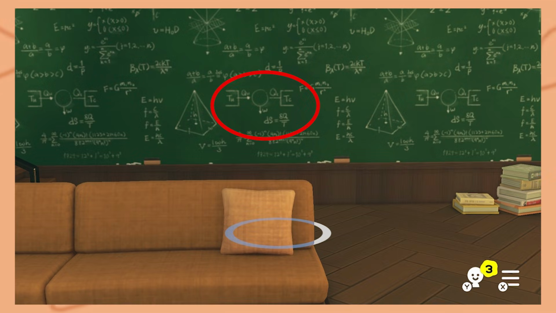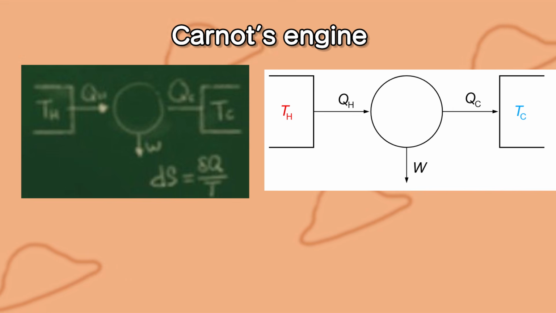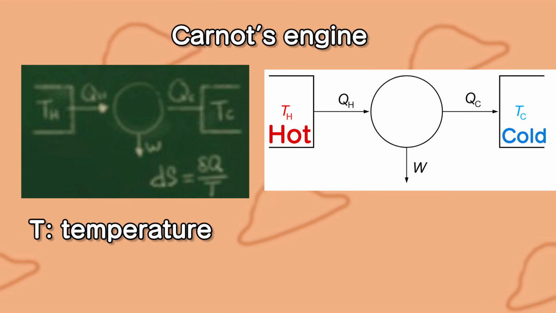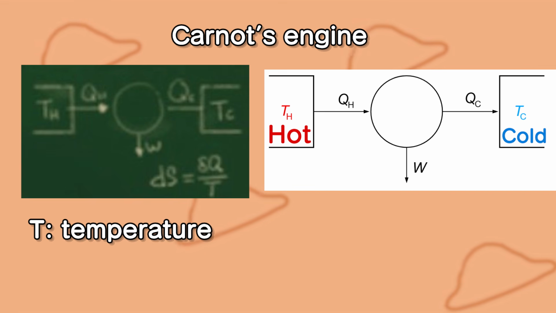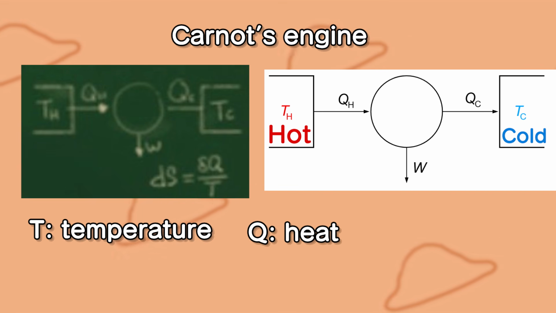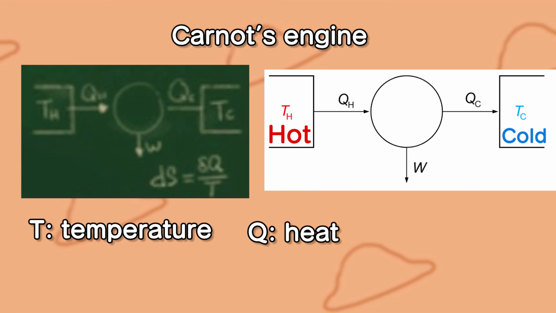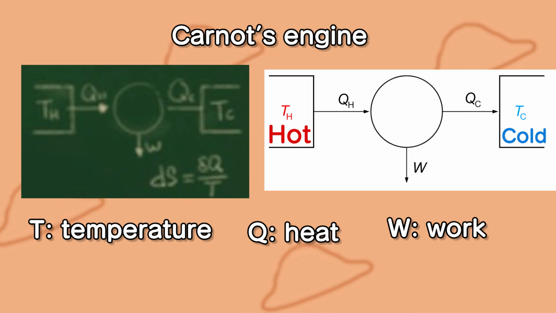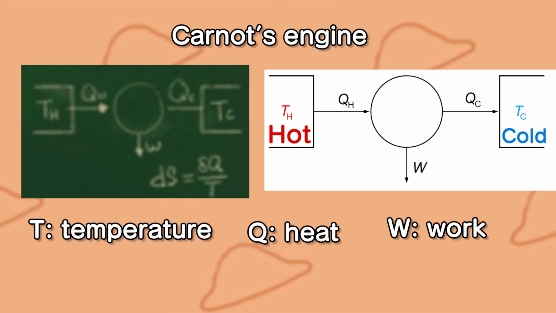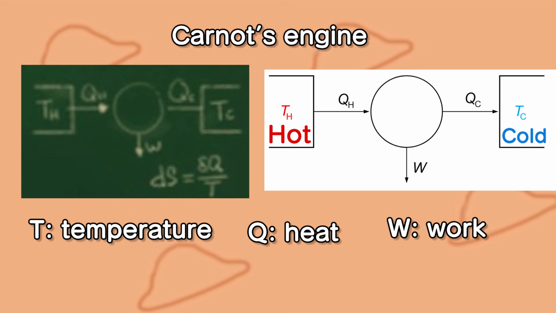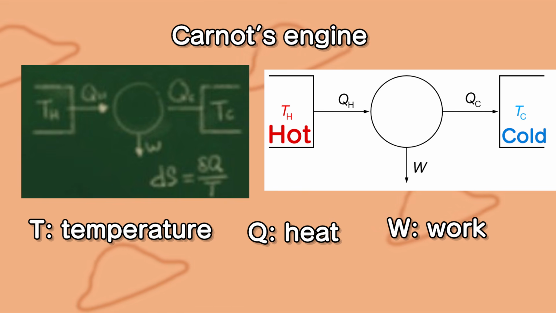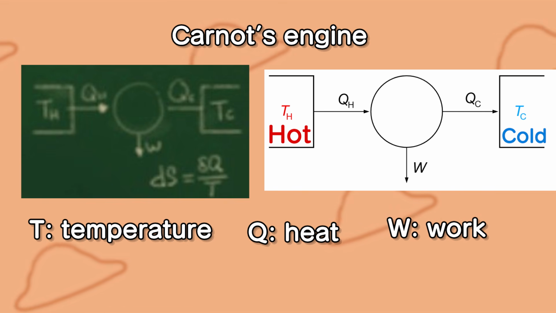Hey, we now have a fun little diagram of Carnot's engine. The T's are temperature, and H stands for hot while C stands for cold. As heat moves from a hot object to a cold object, it is possible to harness this heat to perform work. In fact, if you run a Carnot engine in reverse, that is, you do some work, you can actually transfer heat from cold to hot. This is what refrigeration and air conditioning is.